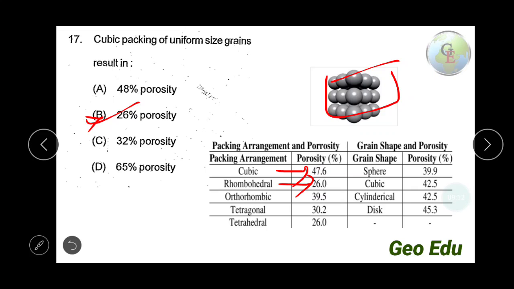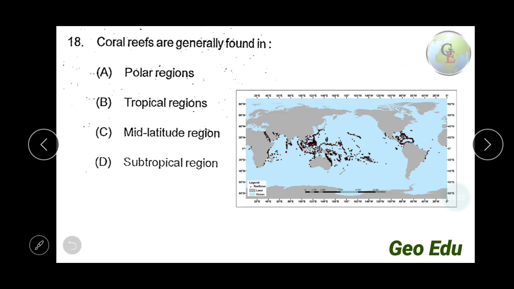And the porosity also depends upon the shape of the grain, like sphere gives rise to 39.9%, cubic 42.5%, cylindrical 42.5%, disc 45.3%. So cubic packing, as given, is 47.6%. Here the answer will be 48%, which is the correct answer. Next question.